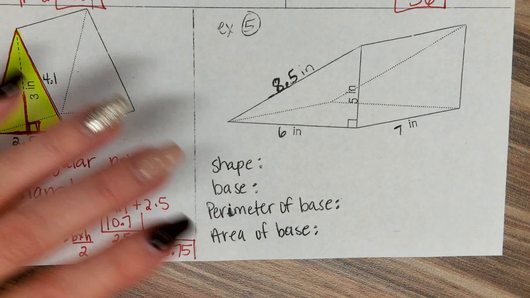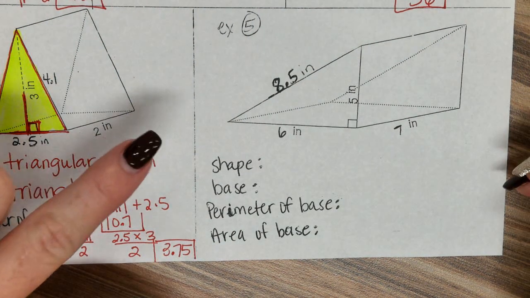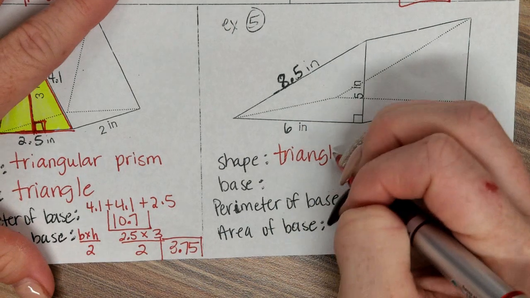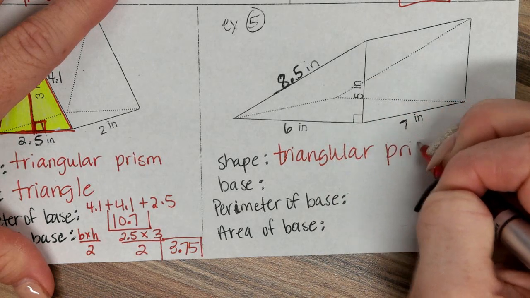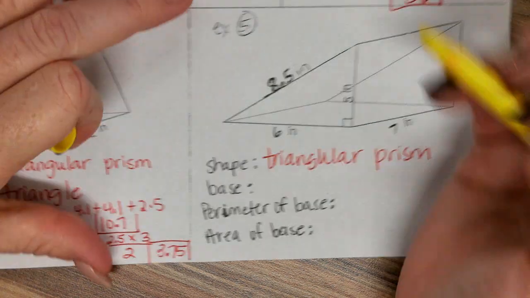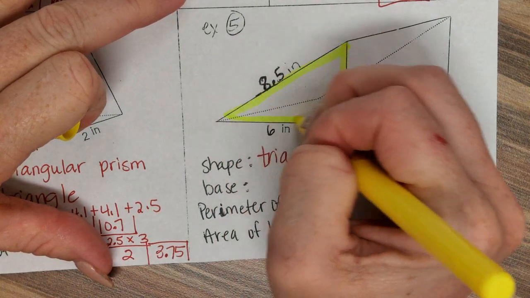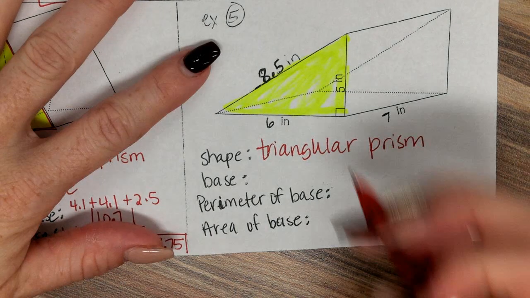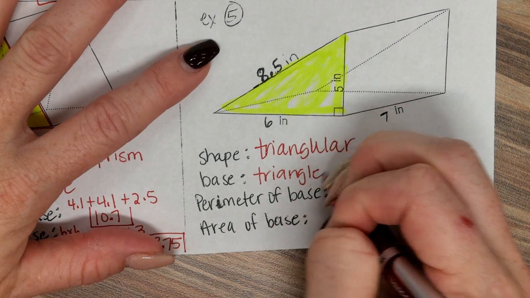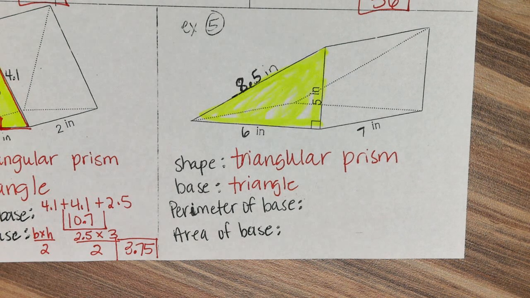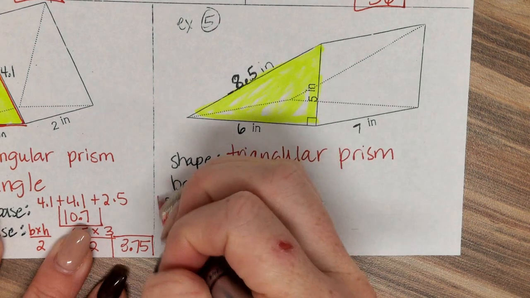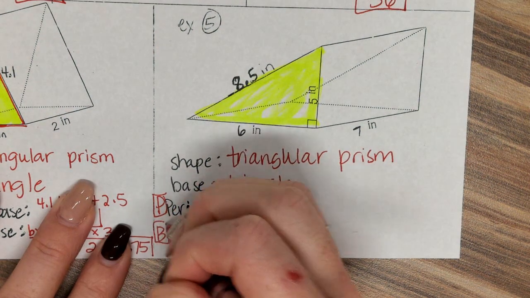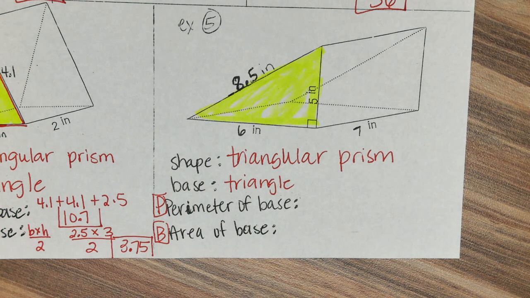All right, what's this last shape? It's the same thing. What is this called? Triangular prism. So the base has to be the triangle. So either shade it or highlight it. Okay, I am going to give you 1 minute to find the capital P, the perimeter of the base, and capital B, the area of the base. Go.